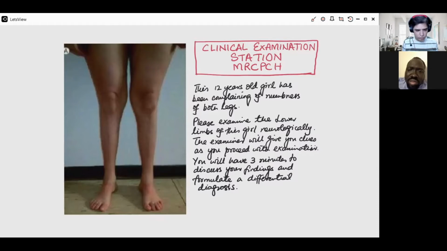Once you have looked at the tone, the tone seems to be a bit low in the calf muscles, but it is normal in the thigh muscles and at the hip joint. Tone is low in the calf muscles, right? Yes. In the thigh muscles, the tone is fine, but it's low in the calf. Okay. I'd like to now check for power on both sides.